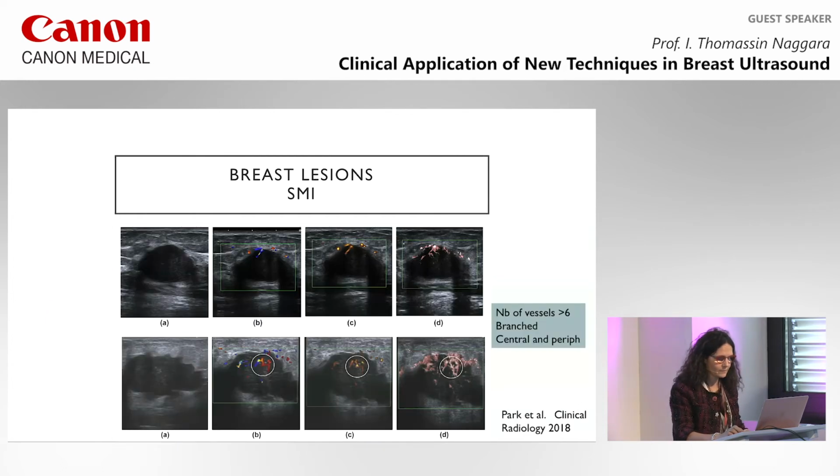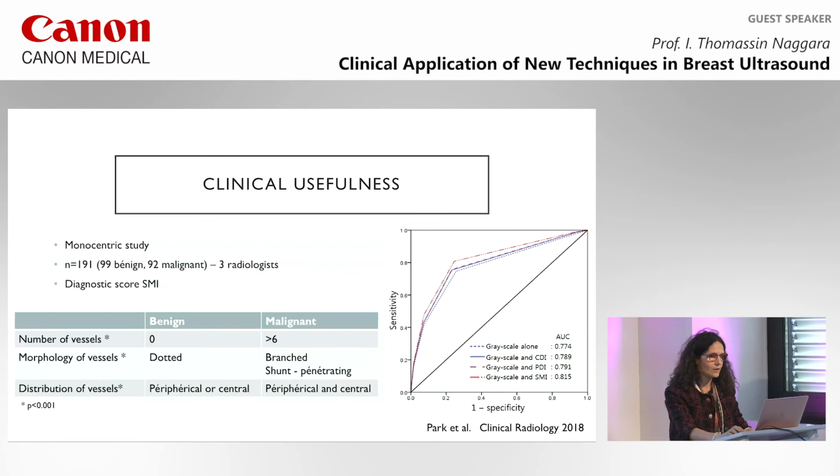to use. So there is a publication in the literature made last year which describes the features you can use to characterize the lesions. The malignant features are a number of vessels higher than 6, when the vessels are branched, and when the location of the vessels is both central and peripheral. And when we look at this monocentric study, there is an inclusion of 191 lesions, 99 benign and 92 malignant lesions. And they created a score based on these 3 criteria.